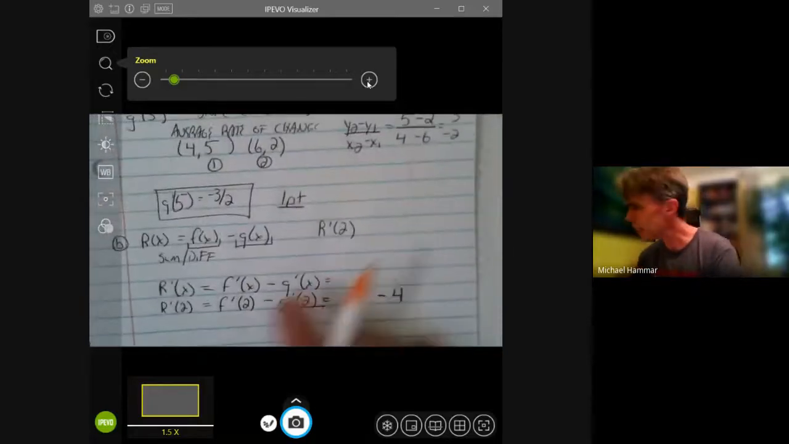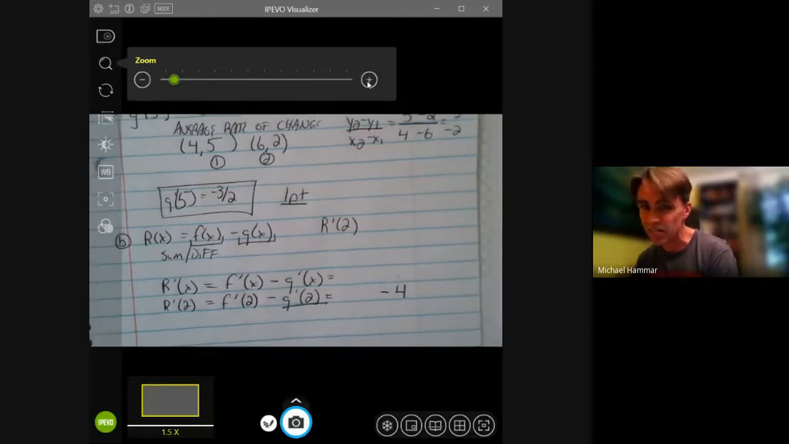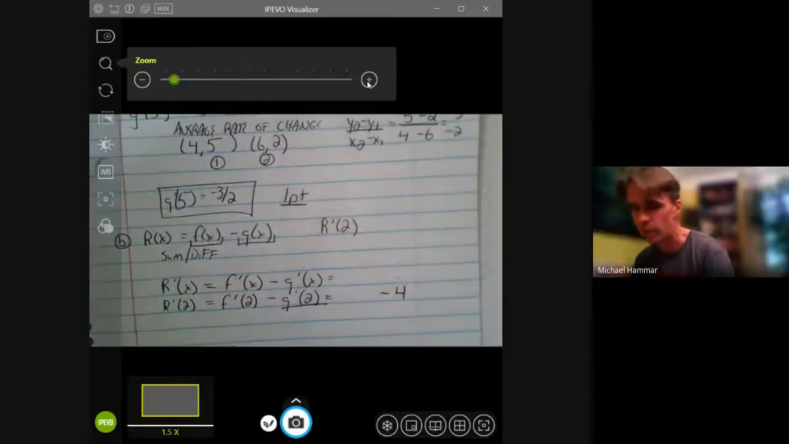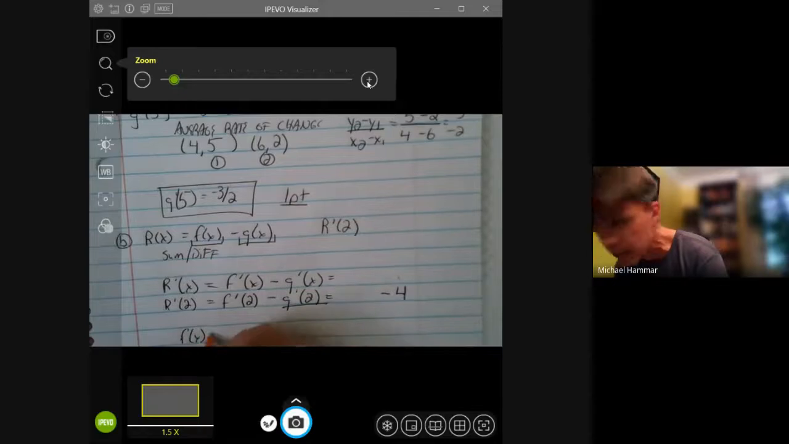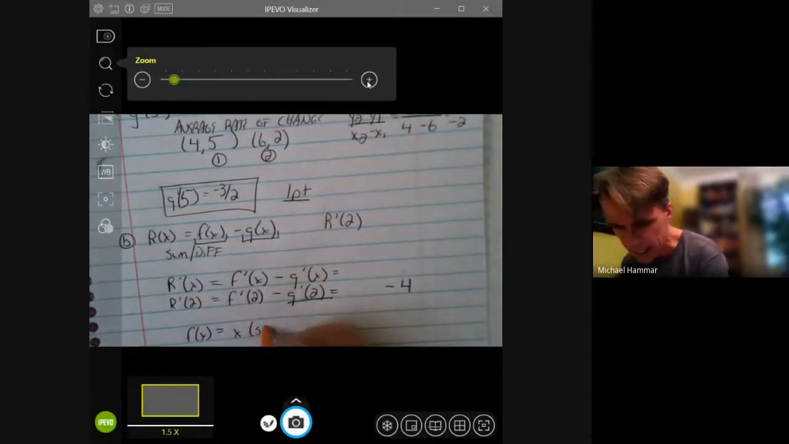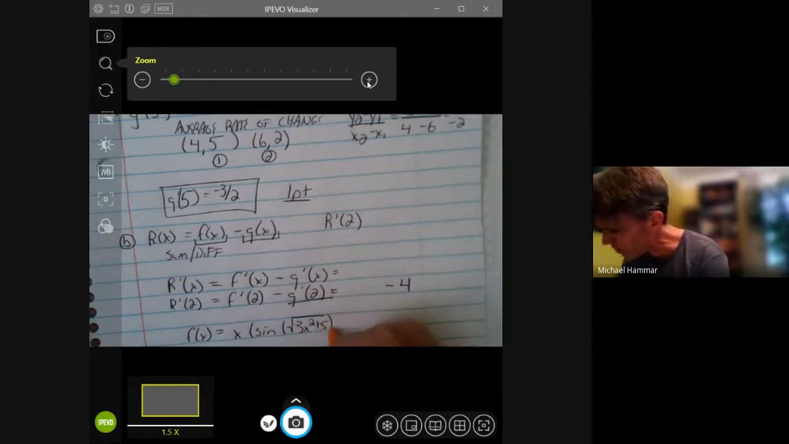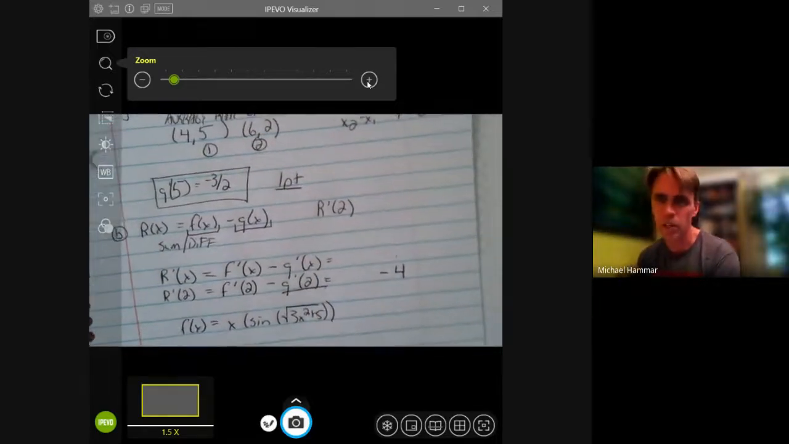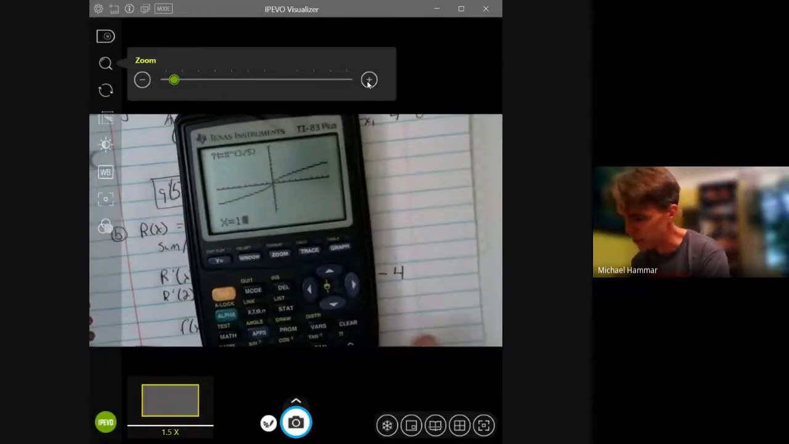Now, the trick is, though, how do you get f prime of 2? And you need to remember that in the very beginning, they gave us a very strange function that we have to use. And this is what it is. It says f of x equals x times the sine of the square root of 3x squared plus 5, all in parentheses. Now, you don't know how to find the derivative of that, but your calculator does.